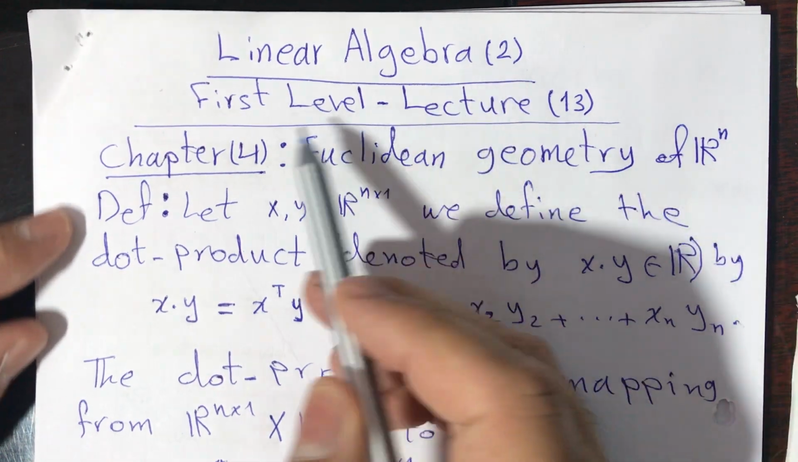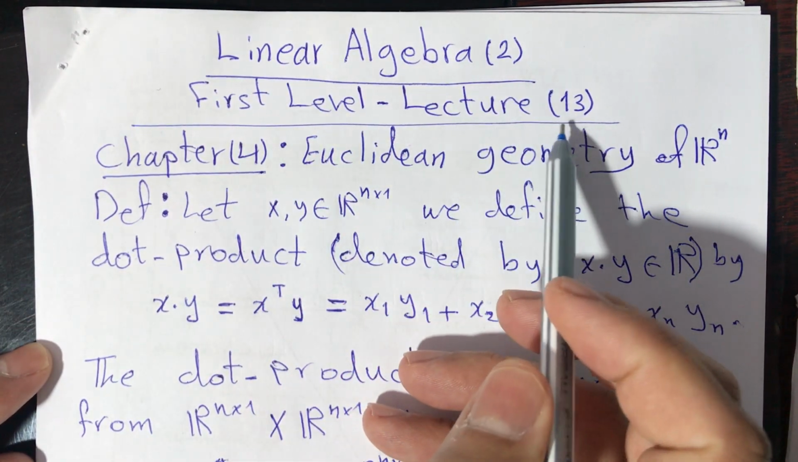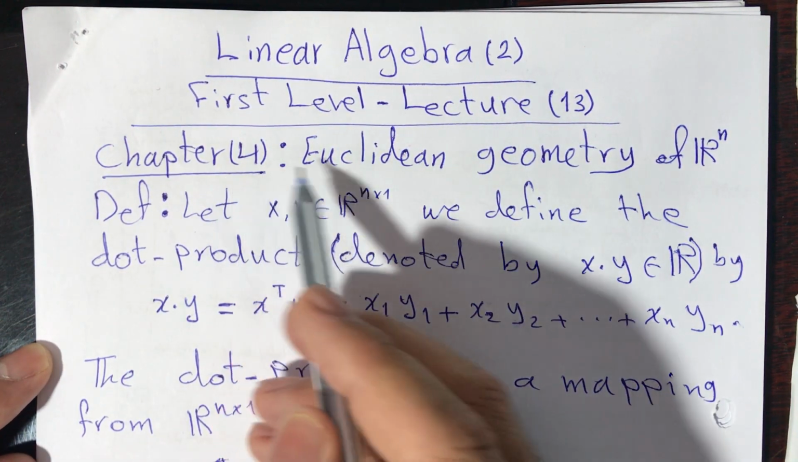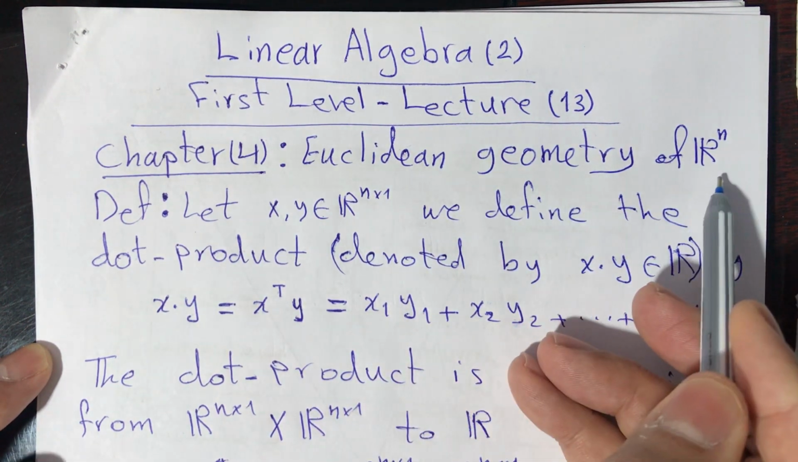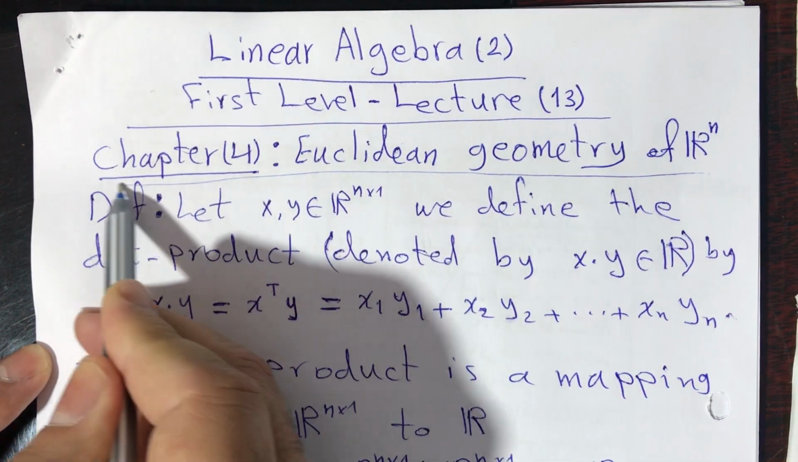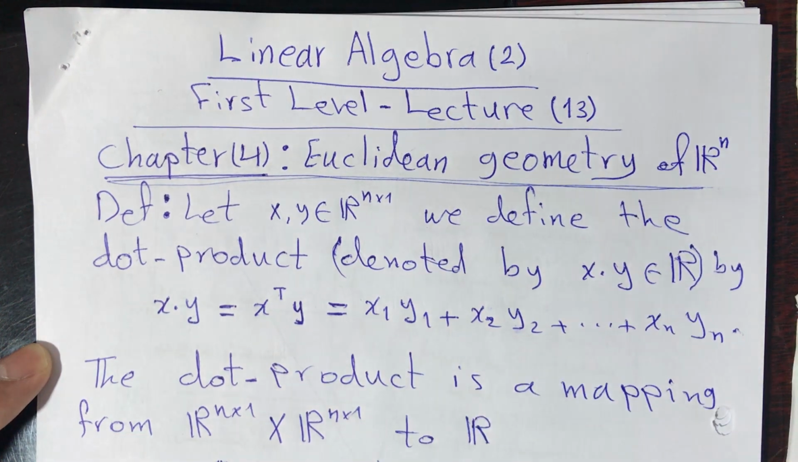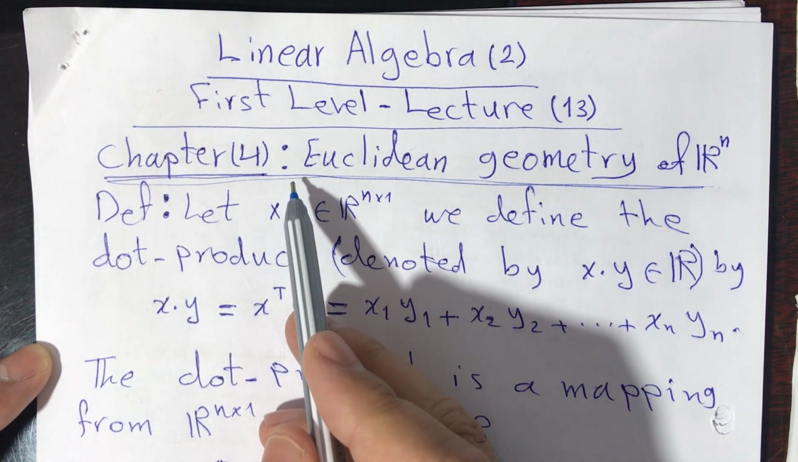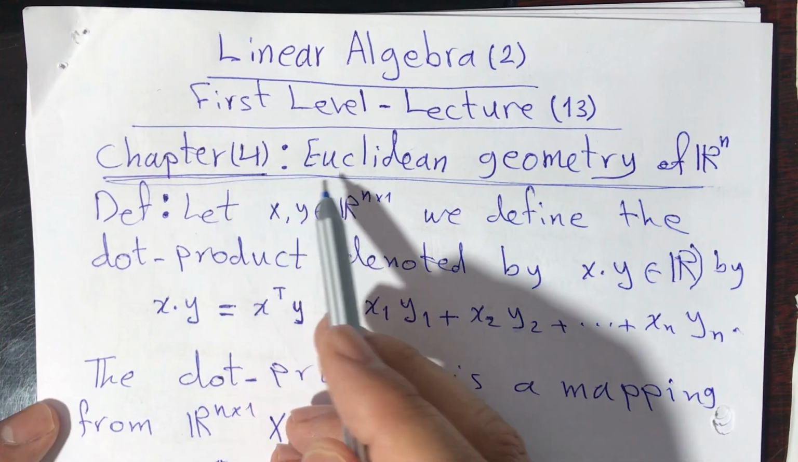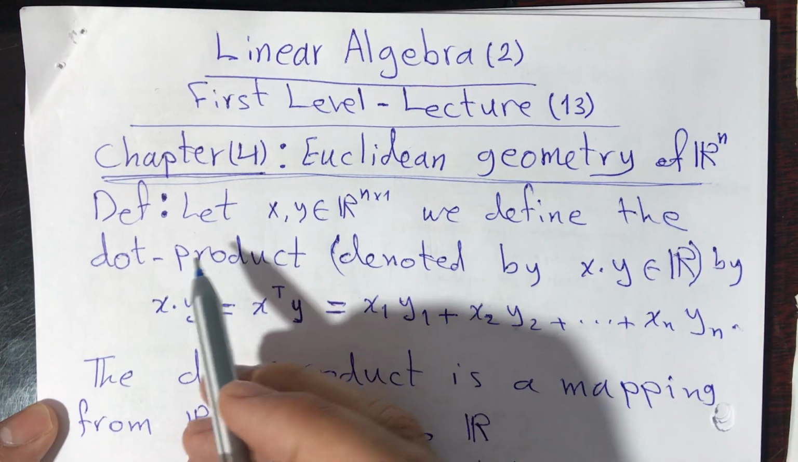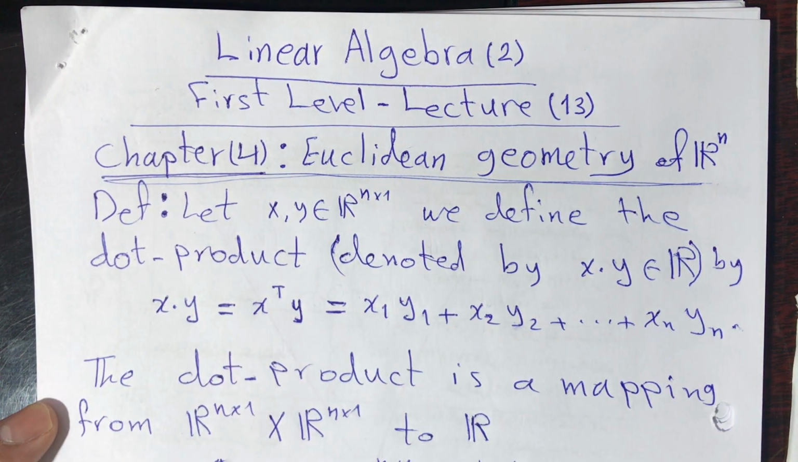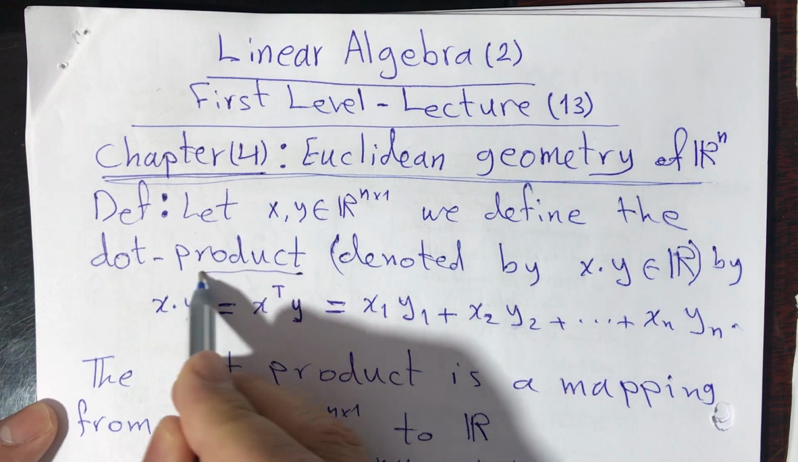Linear Algebra 2, First Level, Lecture 13. Chapter 4: Euclidean Geometry of Rn. We start today with Chapter 4. First we take the definition of the dot product.